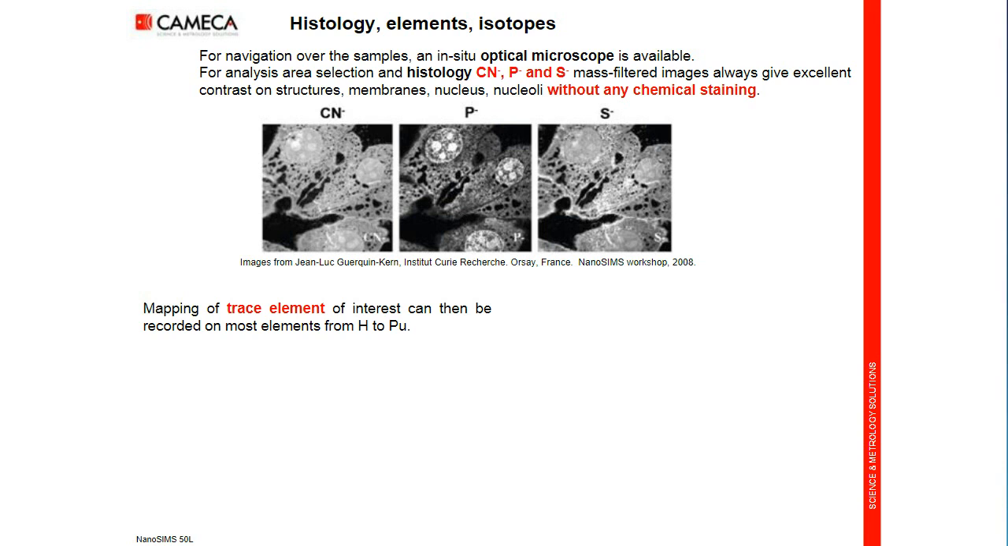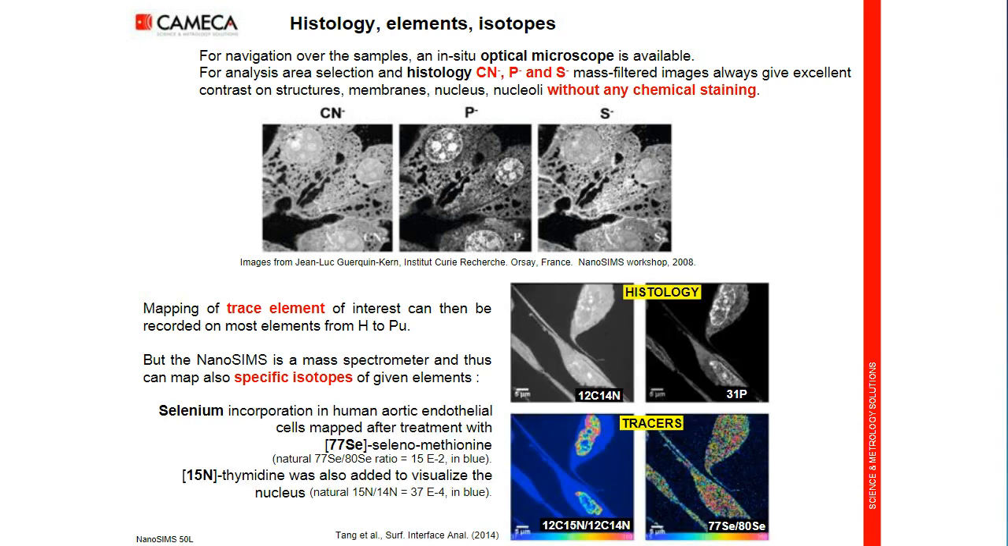We can make also another use of elements by using specific isotopes of given elements. So in this example, from a paper by Tang in 2014, the researchers are studying metabolic pathways of selenium. So they use aortic endothelial cells that are incubated with different sources of selenium. And these sources are tagged with a specific isotope of one element, selenium. So for example, selenomethionine is labeled with the isotope of mass 77 of selenium among 5 other natural isotopes.